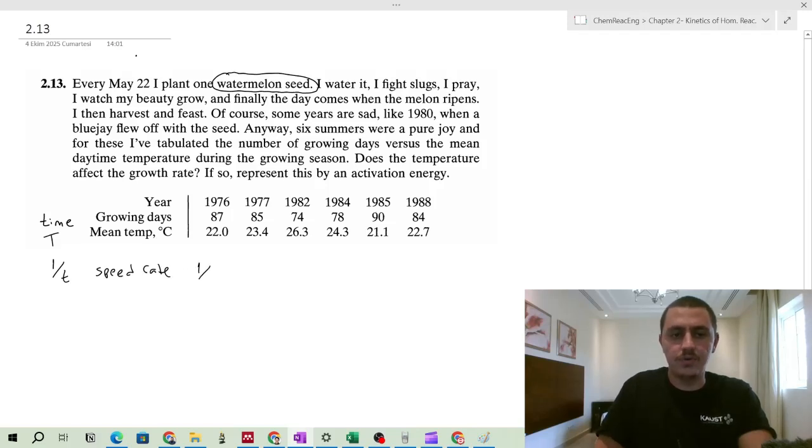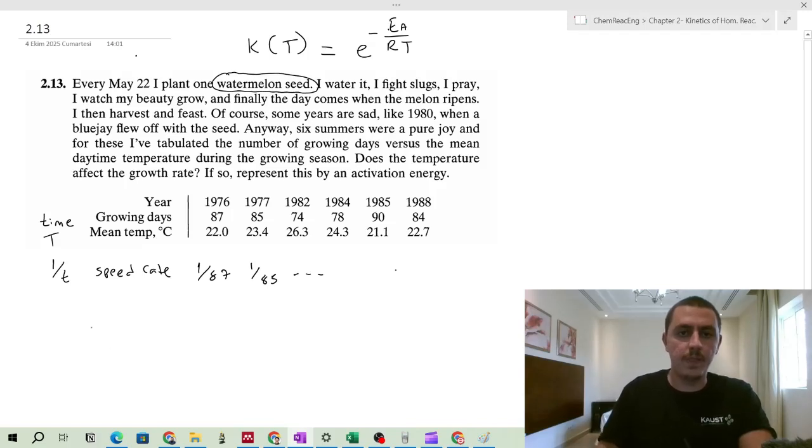We can get 1 over 87, 1 over 85, and like this. So we have an idea of how to convert this time to speed, because we will work with reaction speed. As you remember, that was a function of time, and it is e to the power minus activation energy over RT. We will use the same idea here.